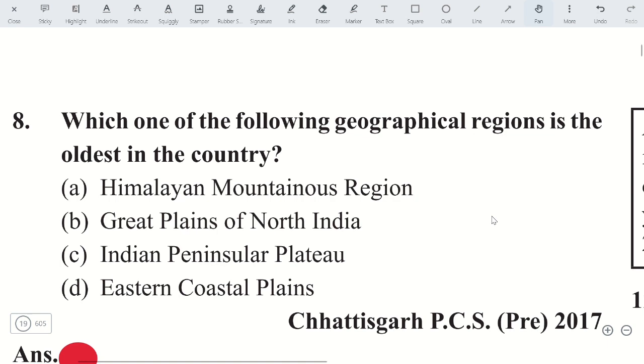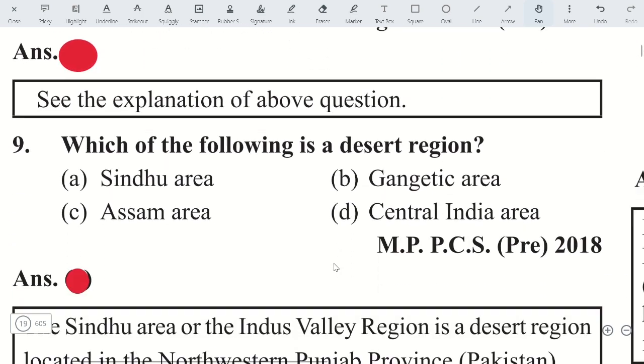Which one of the following geographical regions is the oldest in the country? Which is the oldest? Himalayan mountain, Great Plain of North India, Indian Peninsular Plateau, Eastern Coastal Plain. So it is the Indian Peninsular Plateau that is the oldest region. Okay. Let's move on to the next question.